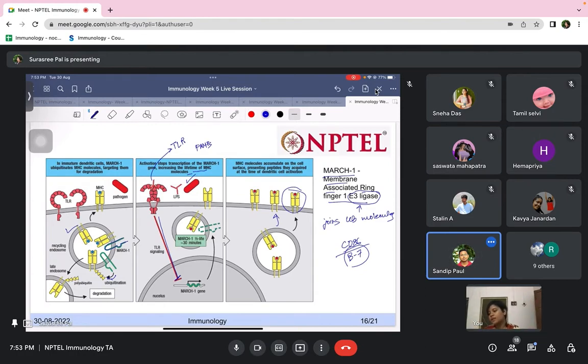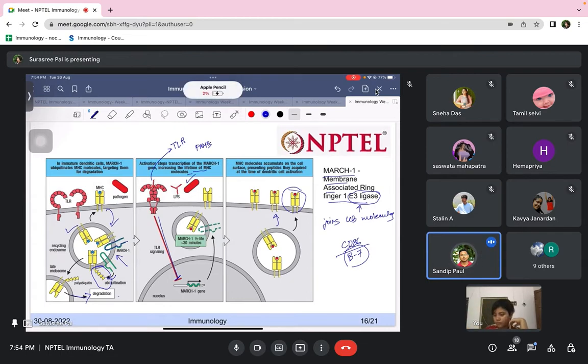Now, once it is taken inside, in these endosomal compartments, this MARCH1, an E3 ligase, will be present, which will ubiquitinate the MHC molecules, and then they will be taken for degradation. So from the surface, if it is not being used, then it will be taken into these endocytosis vesicles.